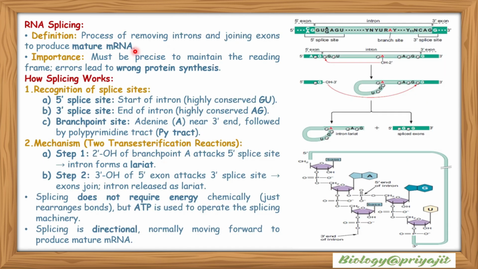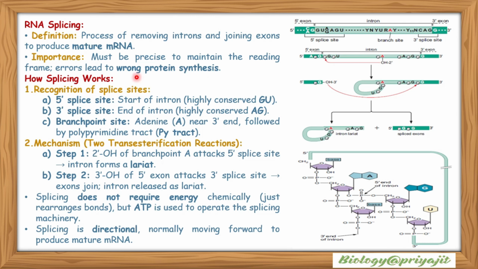So what is RNA splicing? The process of removing introns and joining the adjacent exons to produce mature RNA is called RNA splicing. Its importance: it must be precise to maintain the reading frame, and errors lead to wrong protein synthesis.